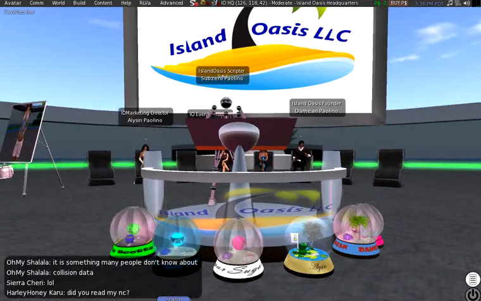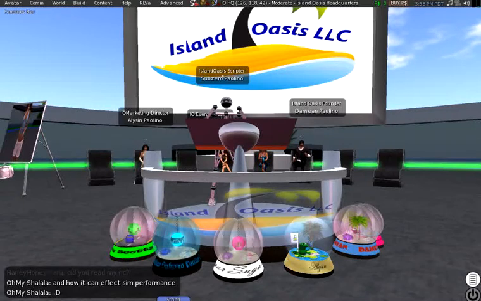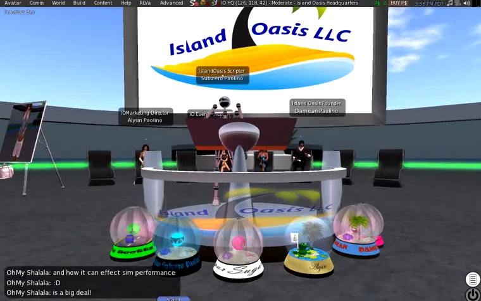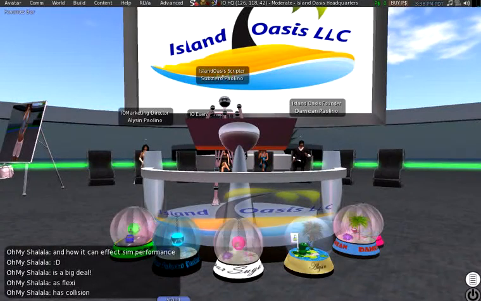Collision data. Let's see here. Is there collision data on here? Okay, my viewer's not showing it. Collision, yeah, that's what I was talking about. Collision is the collision in the physics engine. That's something I'm working on, trying to improve it.